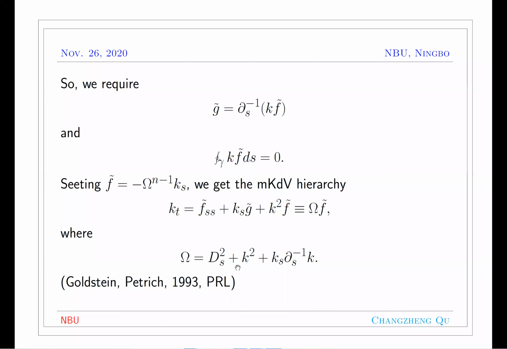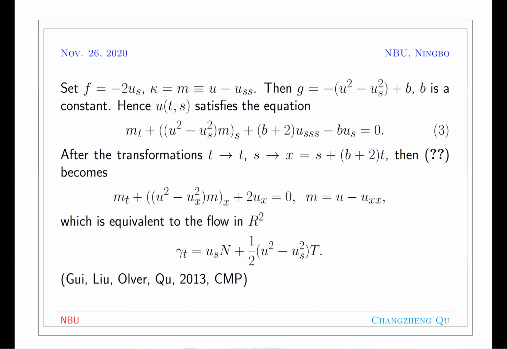Here the operator omega is nothing but the recursion operator of the modified KdV equation. If F tilde is the derivative of chi with respect to s, we get the modified KdV equation. Also if we set f as minus 2 u_s, k as mu minus u_ss, you can get G given by this one. Here u satisfies the so-called modified Camassa-Holm equation. In this series of conferences and meetings, there are several talks on modified Camassa-Holm type equations. So here we also can get the modified Camassa-Holm equations.